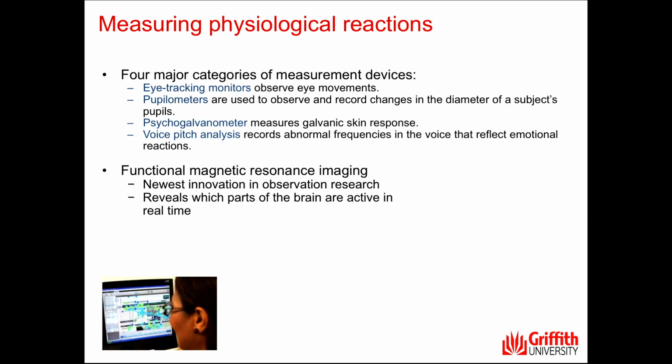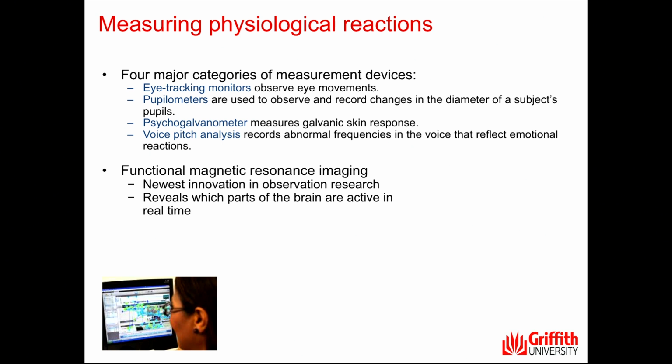This is the last one, which is measuring physiological reaction. There are four major categories of measurement devices. You can use eye tracking monitors to observe eye movement. For example, where do people look on a particular website? Do people actually pay attention to the advertising on the right, or do they just ignore it? Using eye tracking monitors, you can see the eye movement and investigate which section people actually pay attention to on a particular site.